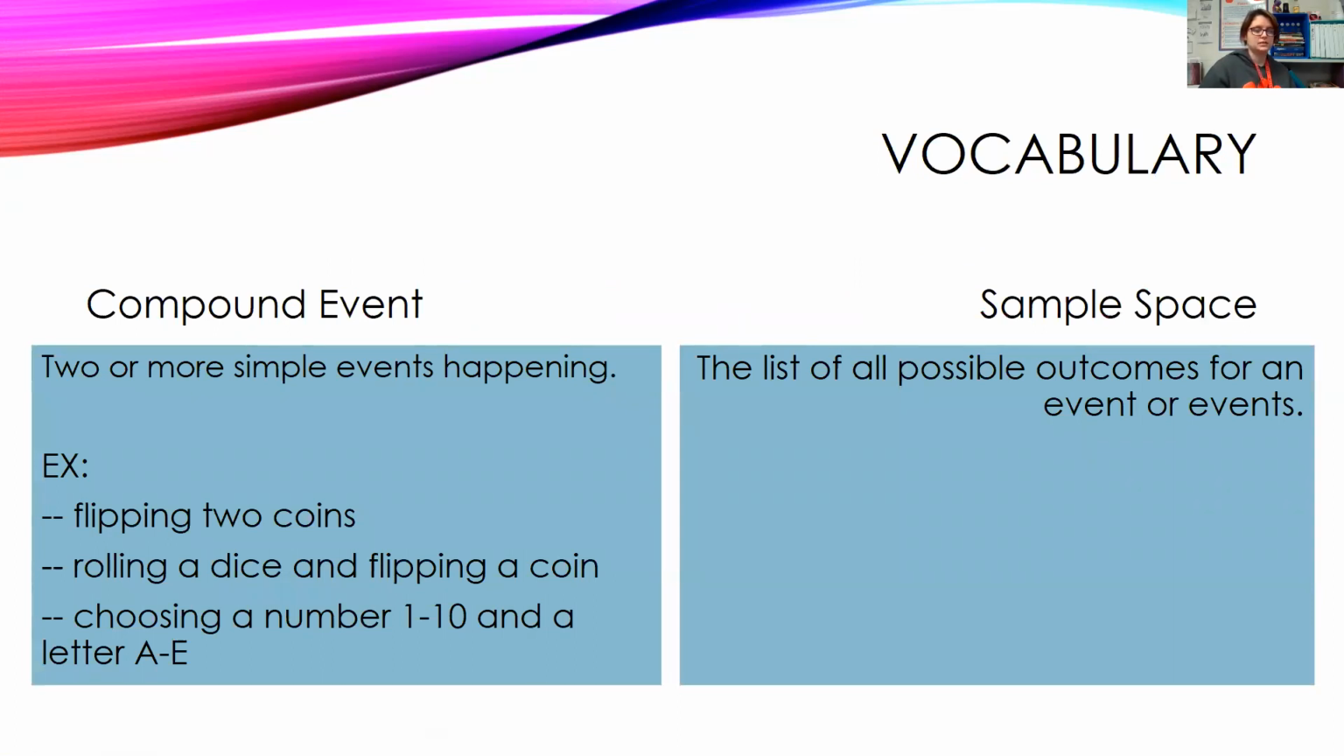So a compound event is two or more simple events happening at the same time. For example, flipping two coins, or flipping the same coin twice, rolling a dice and flipping a coin, or choosing a random number 1 through 10 and a letter A through E. The sample space is simply a list of all possible outcomes for an event or events.